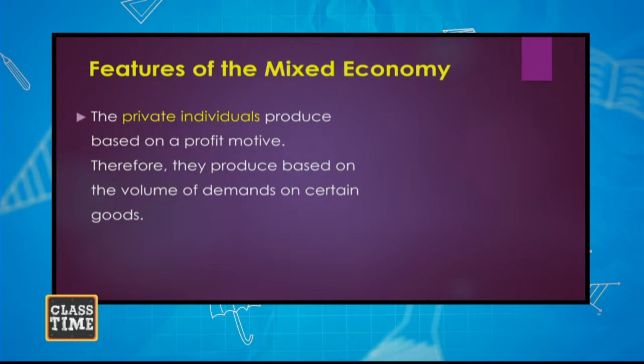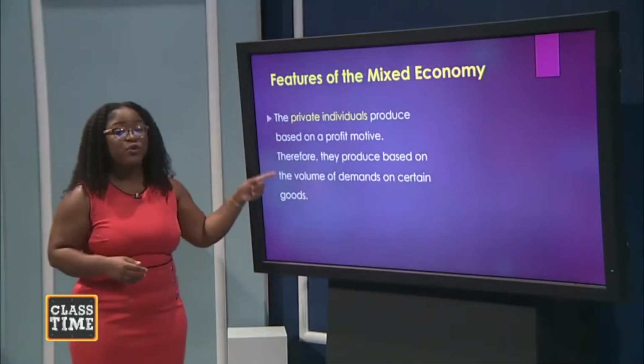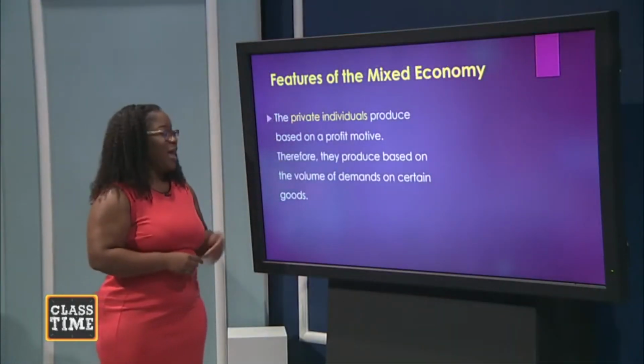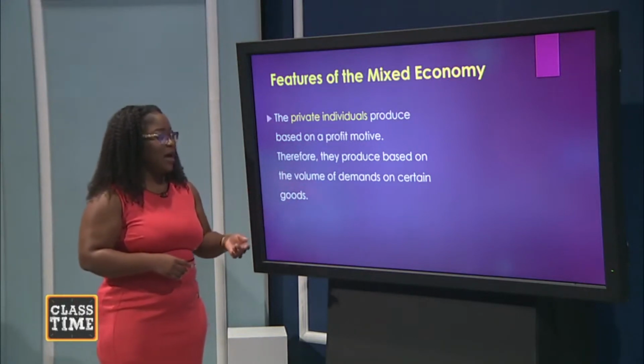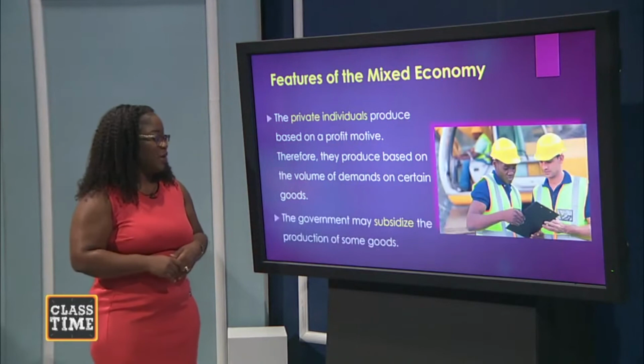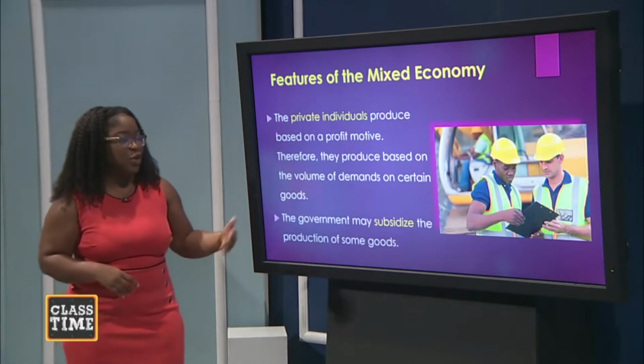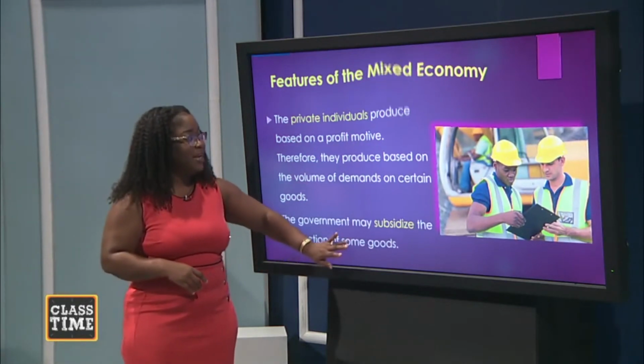On the other side, within the same economy, when private individuals produce, they are producing on a profit motive, and therefore they produce based on the volume of demand on certain goods. The government may subsidize the production of some goods. We mentioned that already.